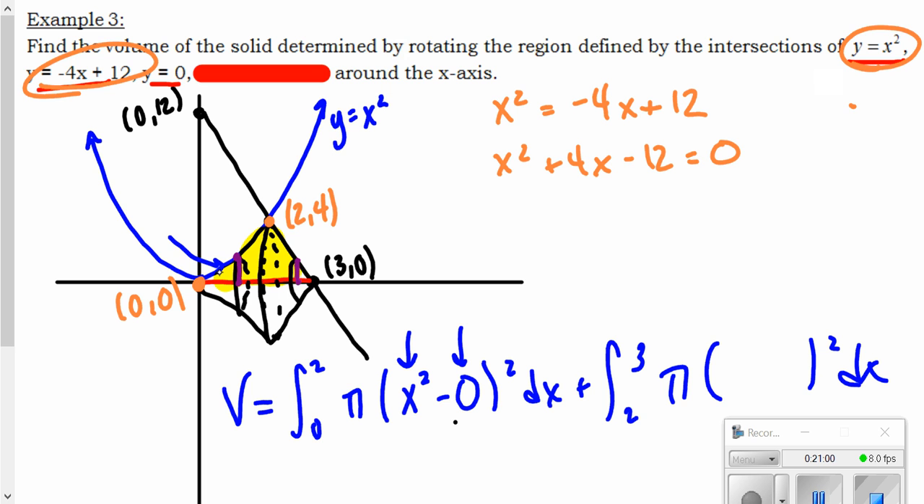And then for the other part, the part from 2 to 3, that's that black line. And so from 2 to 3, I have my black line, and I could write minus 0 if I wanted. And that black line equation is determining my radius.